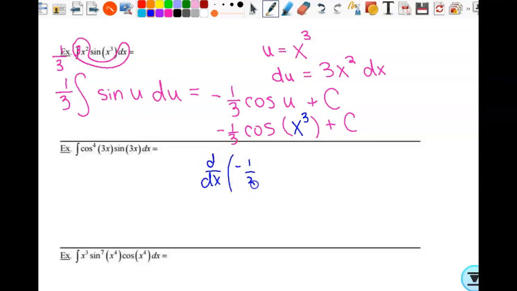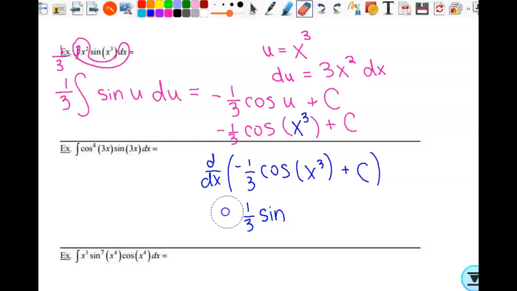So if I'm taking a derivative of my answer, what's the derivative of negative cosine? Sine. So we would have negative 1/3 times negative sine, so the negatives divide out. Leave the inside alone, times the derivative of the inside. What's the derivative of x cubed? 3x squared. And what's the derivative of any constant? 0. So clean it up, your 3's divide out, and you're left with x squared sine of x cubed, which was our original integrand.